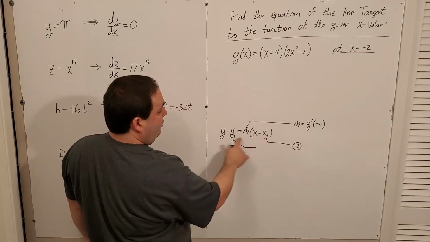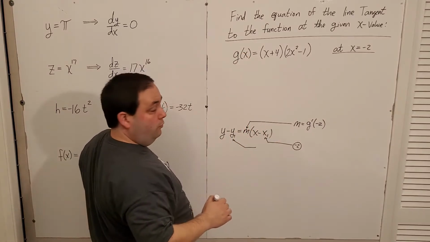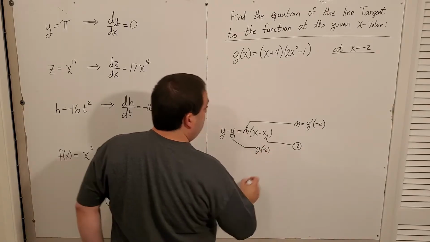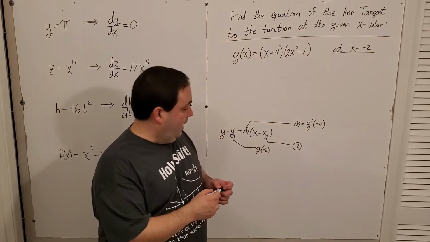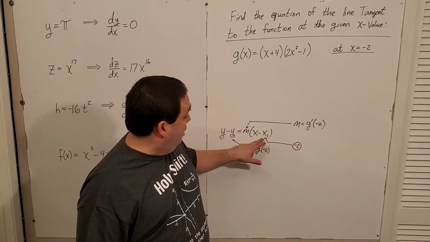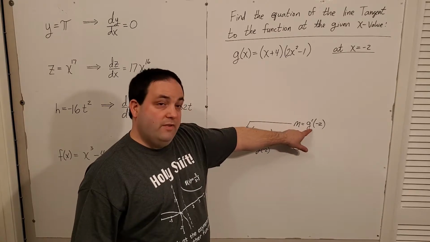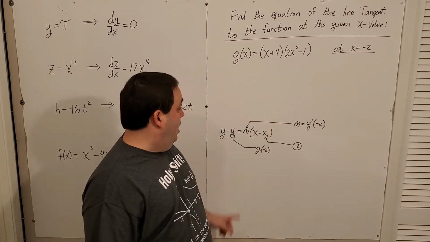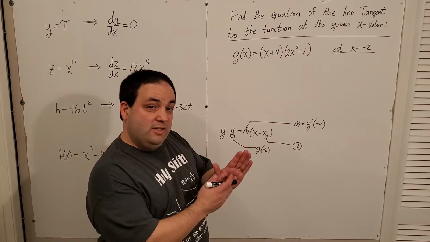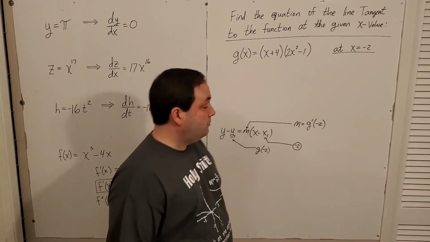Well, if I know an x value, how do I find a y value? We plug it into the original function. That's just going to be g of negative 2. Right? Okay, so I have several different things going on here. I already know the x value. I need to find my slope using the derivative and plugging in the x value. I also need to know the y value that goes with the point of tangency, right? I'll do that by plugging the negative 2 into the function.